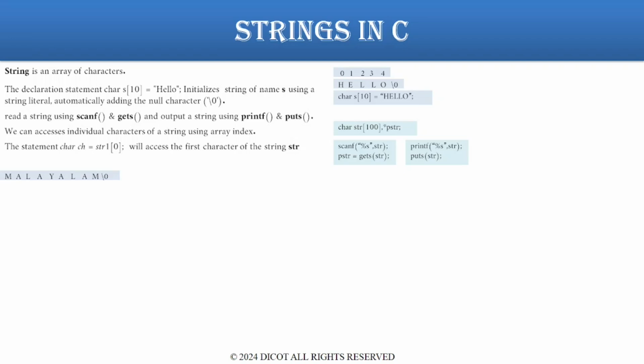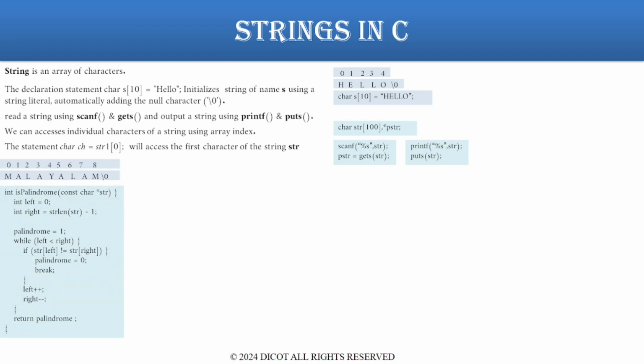Assume the string is Malayalam. It has a length of 9 characters. So when you check the length of Malayalam, it will be 9. As you know, indexing starts with 0 and ends at n-1. So in this case, it is 8 because the length of the string is 9. So the length of the string - 1 is 8. And \0 is used to terminate a string.